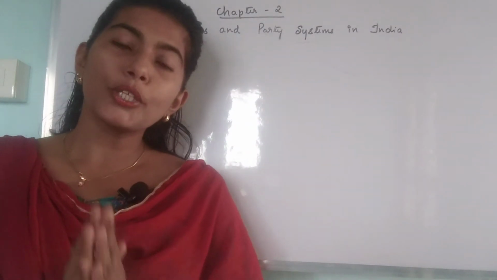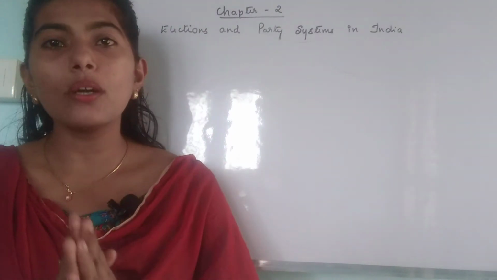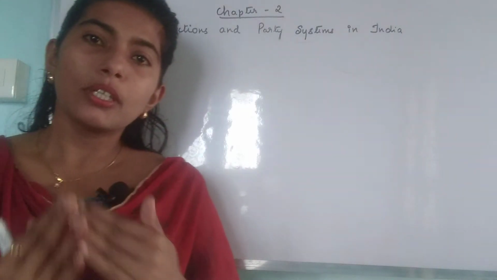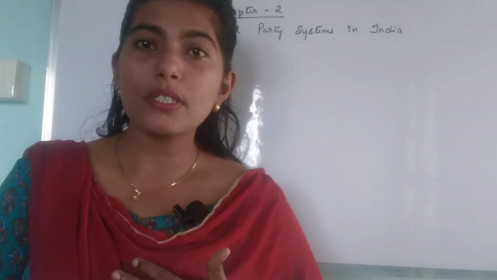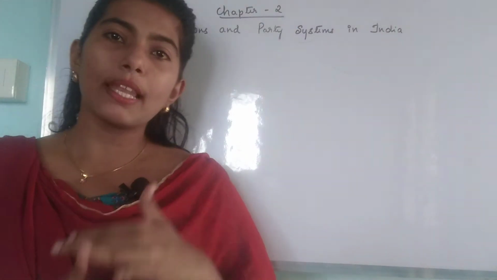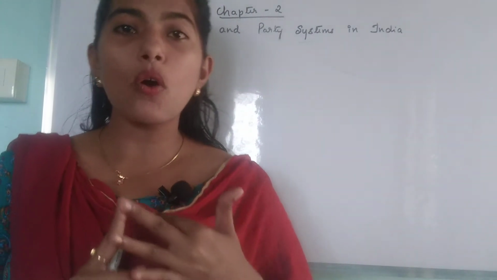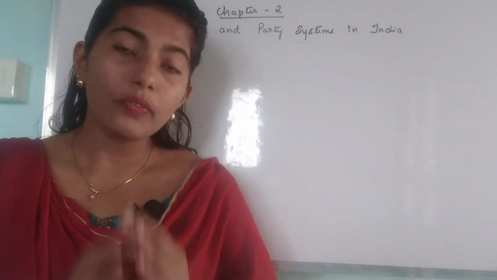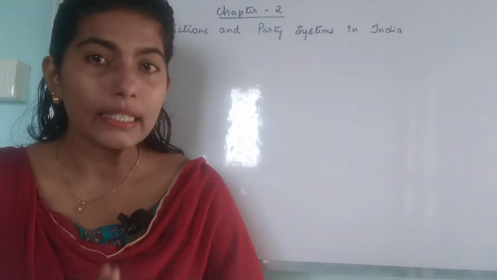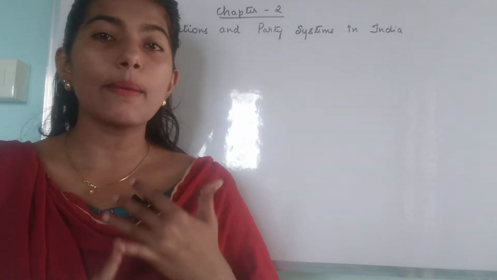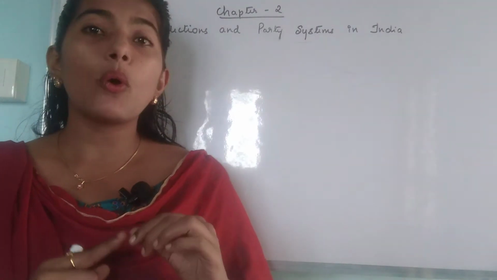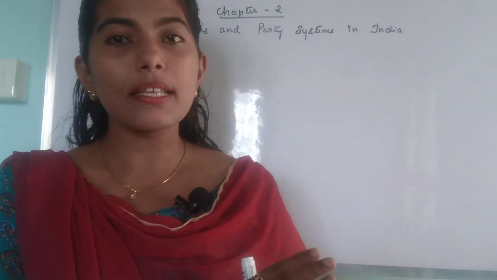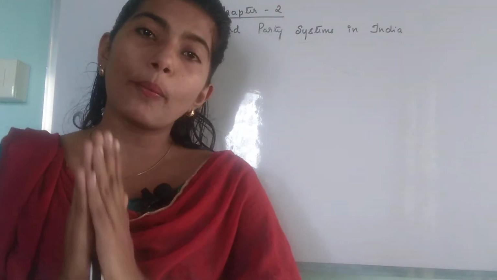Today I am going to start the second chapter, called Elections and Party Systems in India. In this chapter, we are going to discuss the meaning of elections, various types of elections, various features of elections, and the importance of the Election Commission of India, which conducts elections for the entire country. We are also going to discuss the anti-defection law, Indian political parties, the functions of political parties, and the features or nature of political parties.